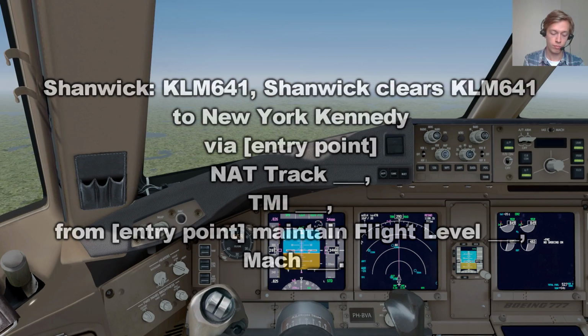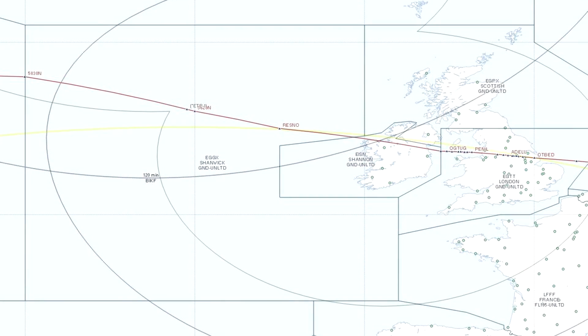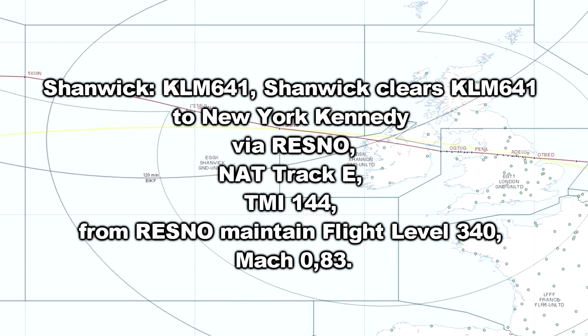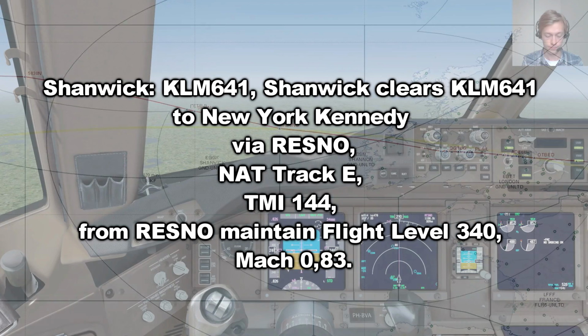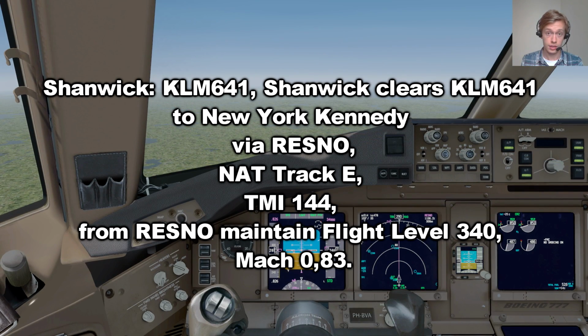So this is what the reply will look like. KLM 641, Shanwick clears KLM 641 to New York Kennedy via RESNO, NAT Track Echo, TMI 144. From RESNO, maintain flight level 340, Mach decimal 83. And that's it, that's the clearance.